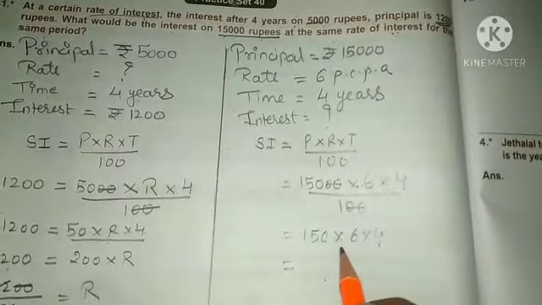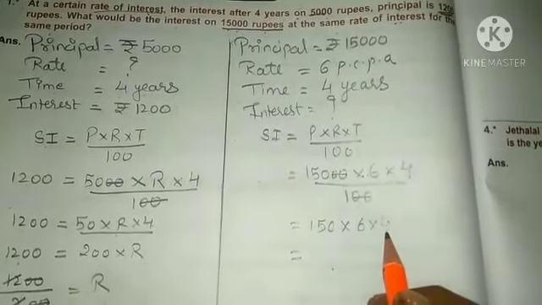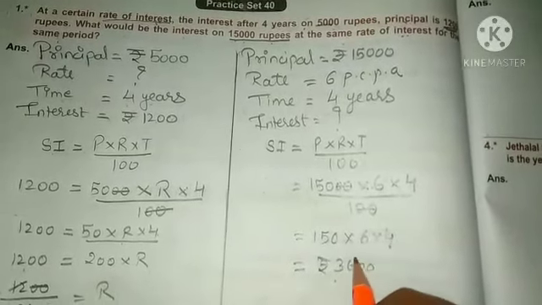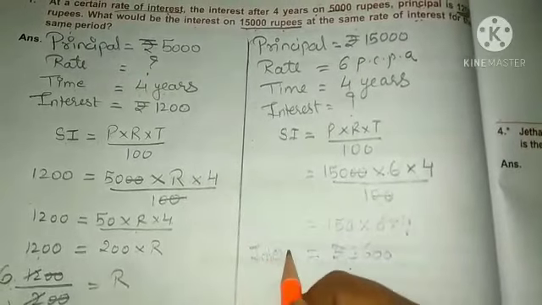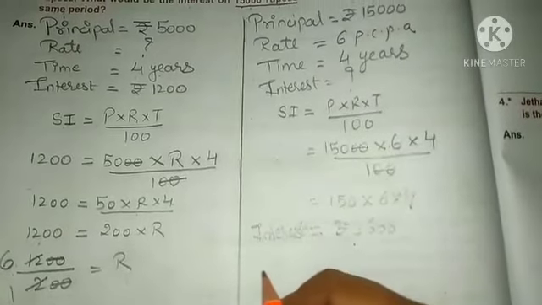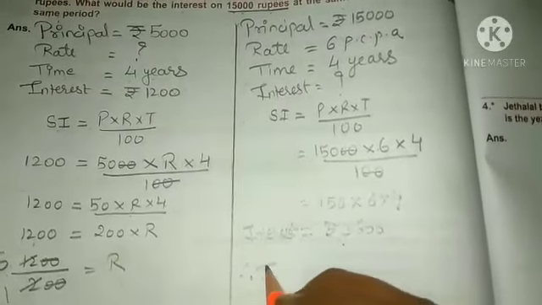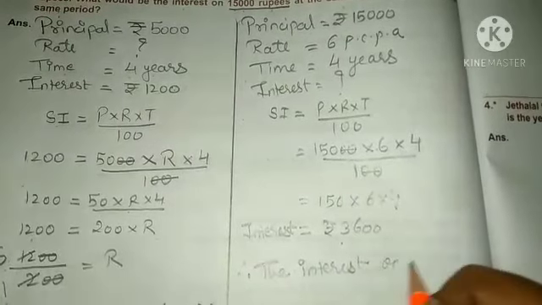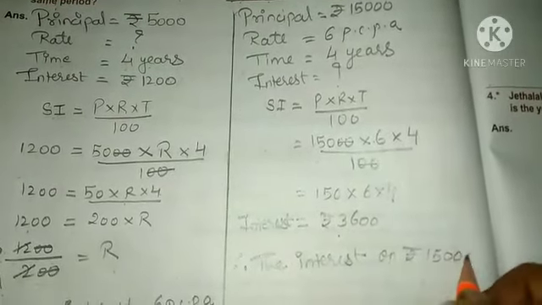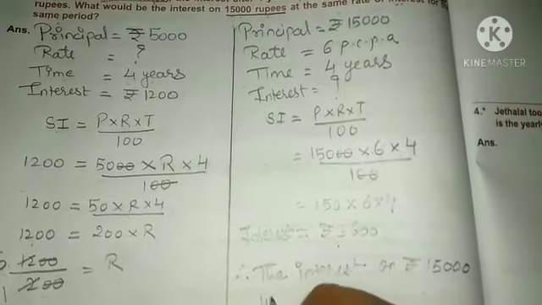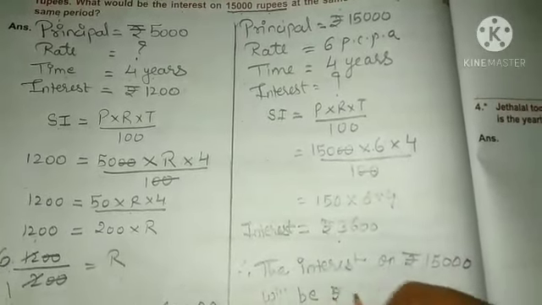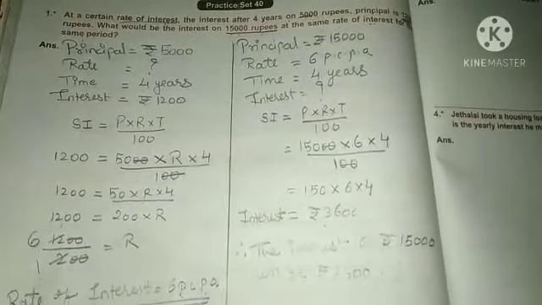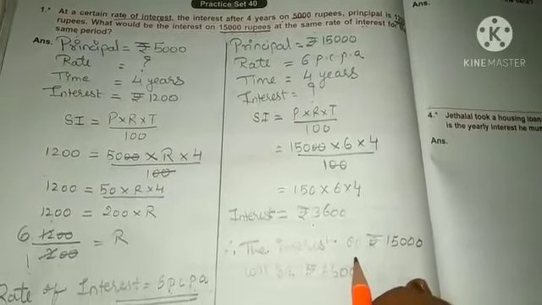So we have to multiply 150 multiplied by 6 multiplied by 4. What will you get over here? You will get rupees 3,600 as the interest on 15,000 rupees. Clear? So here we will write down the interest on rupees 15,000 will be rupees 3,600. Clear? Understood, student? That is how you will find out the rate of interest and the simple interest here.